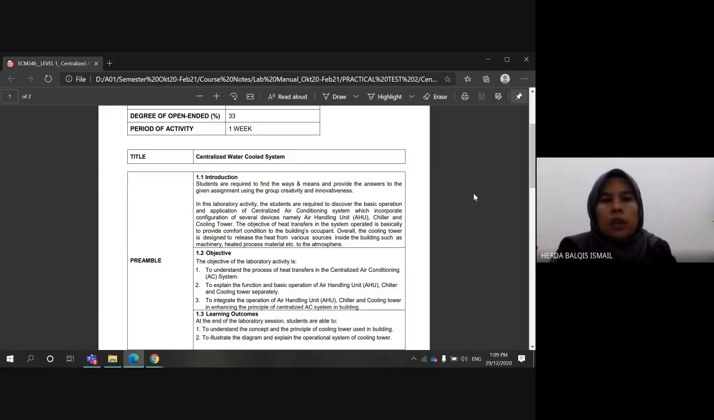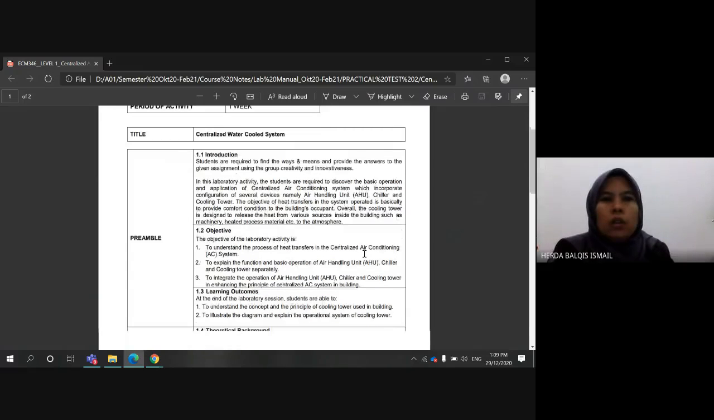So an example of a localized system is installed in the lecturer's room. Basically, the horsepower is 1 horsepower or 1.5 horsepower. It only functions when the building occupant enters the room and switches the unit on and off. Okay, so that is the system overall. Right, so back to this handout.